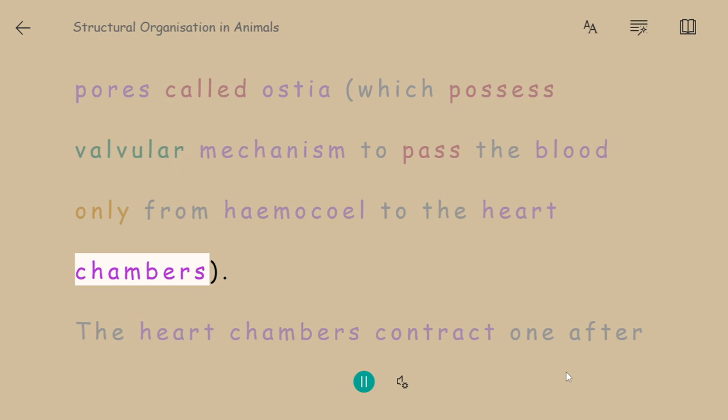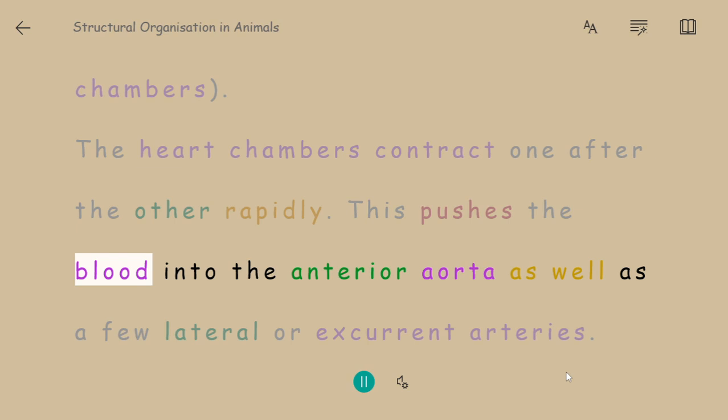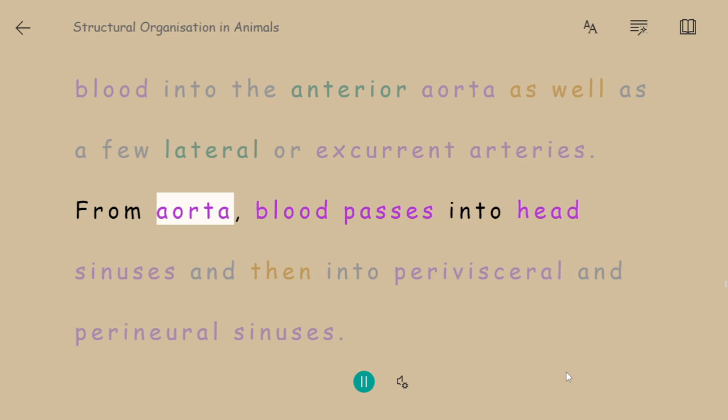The heart chambers contract one after the other rapidly. This pushes the blood into the anterior aorta, as well as a few lateral or excurrent arteries. From aorta, blood passes into head sinuses, and then into perivisceral and perineural sinuses.